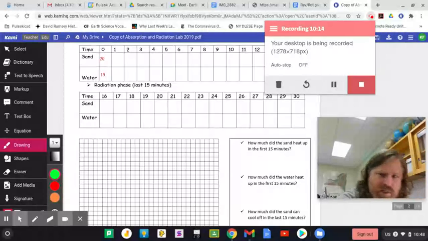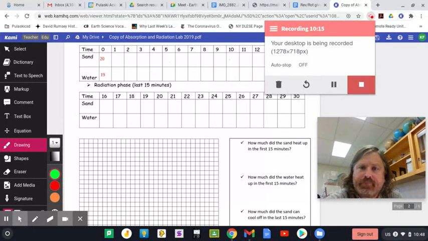at 26 degrees C. Then I'll be back at 15 minutes, and remember the premise then is going to be that we turn the lamp off and start to let these things radiate their energy. I'll be back.